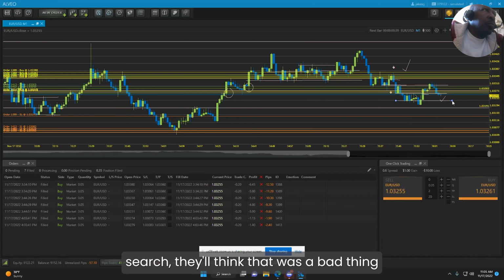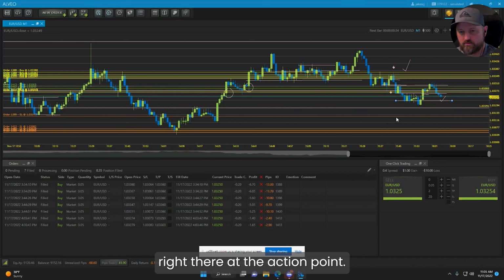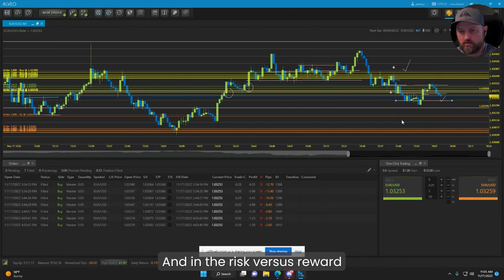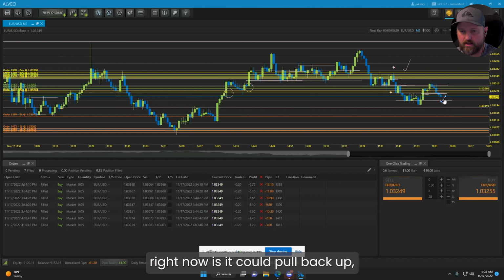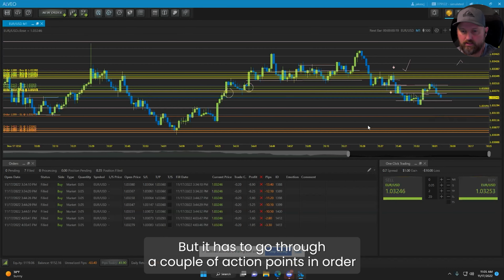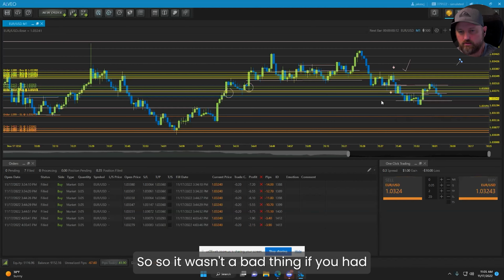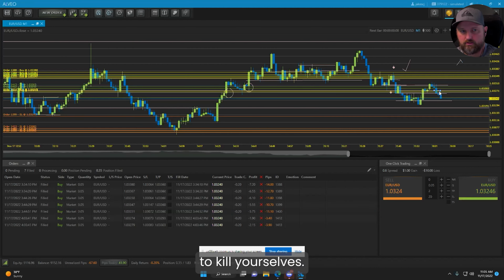I don't think that was a bad thing to close your sells because, again, you're at the end of a price cycle right there at the action point. The risk versus reward right now is it could pull back up on a price cycle up, or it could break lower, but it has to go through a couple action points in order for you to get any more profit on the sells. So it wasn't a bad thing if you had profit to peel your sells there.